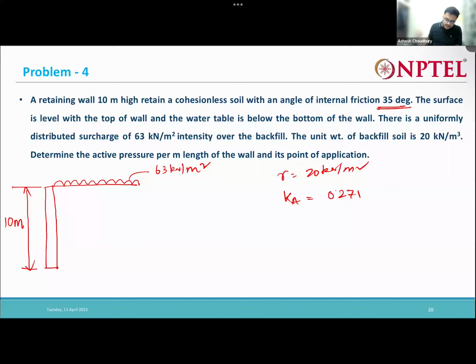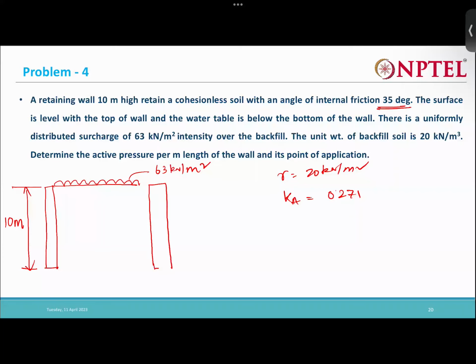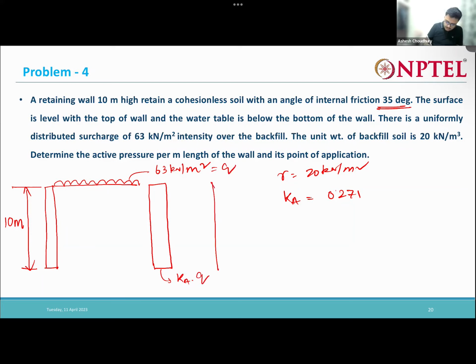So due to the surcharge, how will be the variation of our lateral pressure? It will be a rectangle, K into Q. Q is nothing but 63. And then the triangular part is K into 10 into gamma.